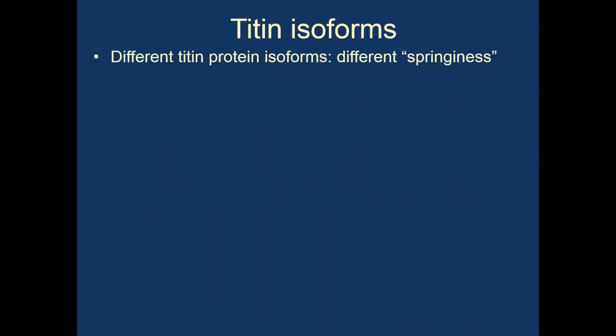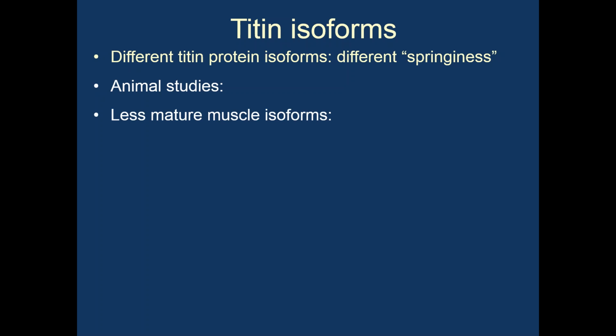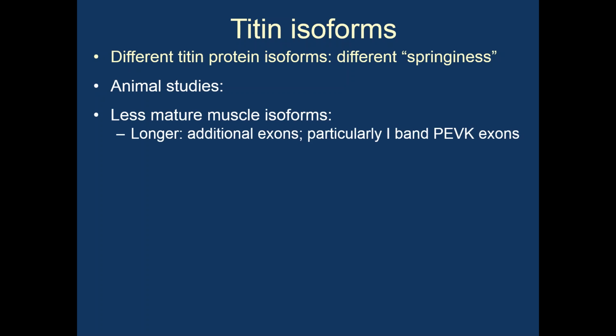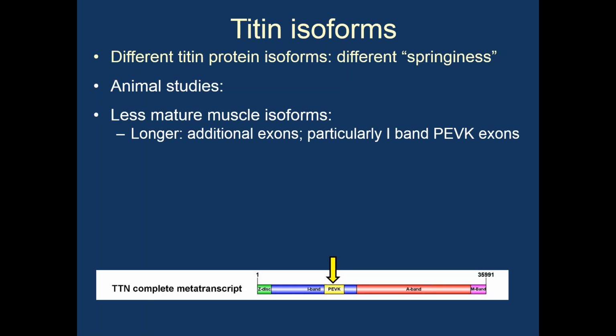Different isoforms actually have different amounts of springiness for titin. And in animal studies, the less mature muscle isoforms, so muscle isoforms that are present in maybe fetal muscle or neonatal muscle, are generally much longer, and they have additional exons, so additional recipe ingredients. And these are particularly exons that encode the PEVK I band region. So that's just a particular name for a subset of the I band. And that particular region seems to be really important in terms of the springiness of this molecule.